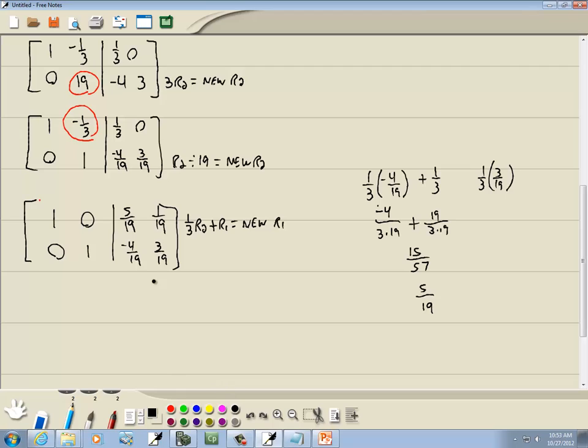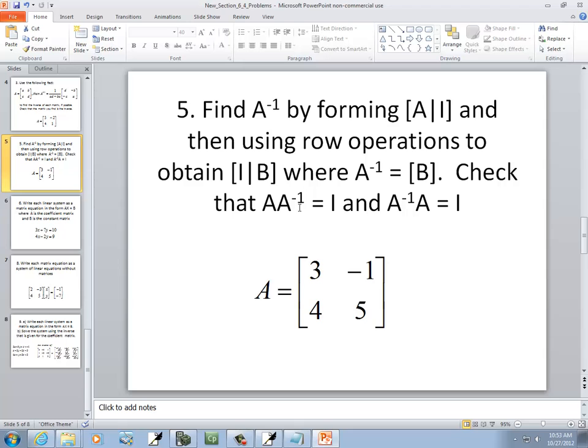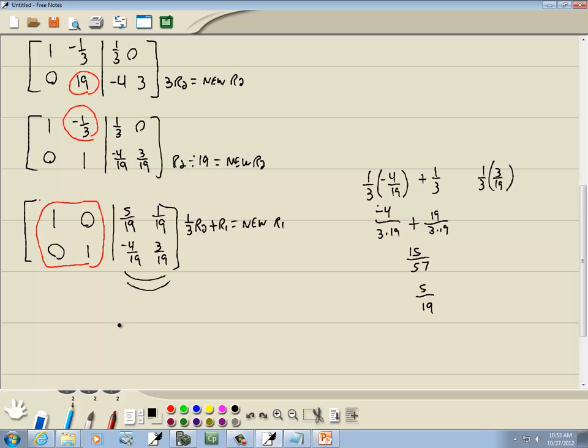Okay. We had the identity matrix on the right side. We now have it on the left side. That's what we're shooting for. We wanted to get it over here, which we did. This on this side is now going to be our inverse. So we're wanting to find the inverse. Assuming I didn't make a math error, which is very likely, this is 5 19ths, 1 19th, negative 4 19ths, and 3 19ths.